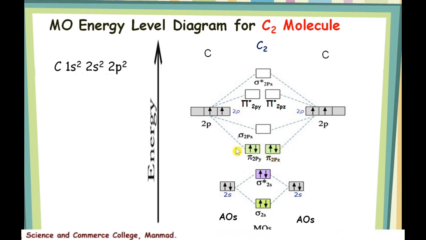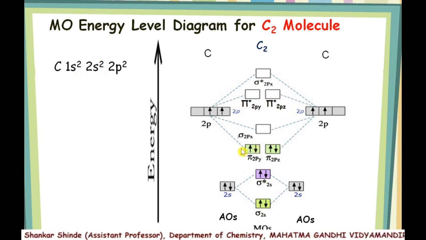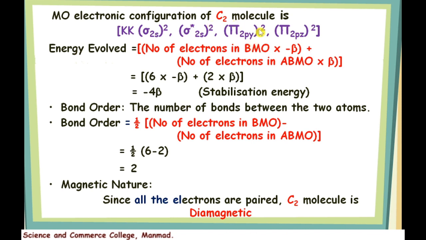So the molecular orbital configuration for this molecule can be written as KK for the 1s orbitals of both the carbon atoms. So KK sigma 2s2, sigma star 2s2, pi 2py2 and pi 2pz2. So it is shown here. The molecular orbital electronic configuration of the C2 molecule is KK sigma 2s2, sigma star 2s2, pi 2py2, pi 2pz2.